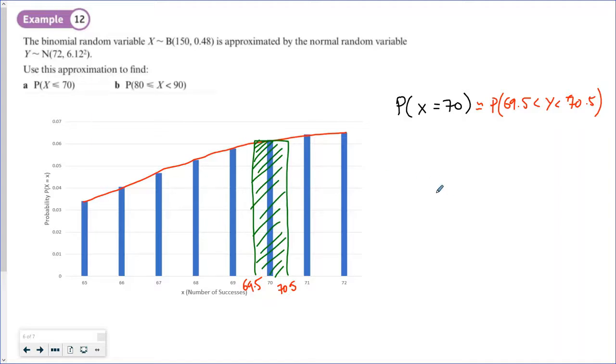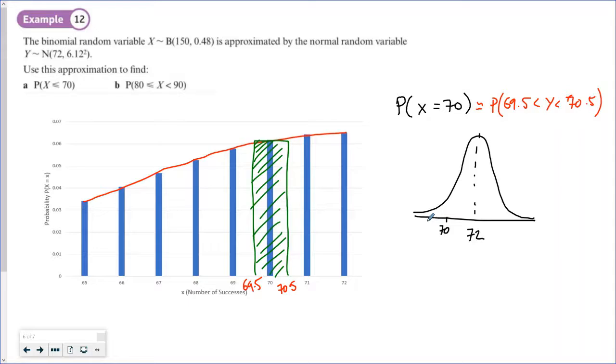Now, we don't really want to have to draw a bar chart like this each time. So instead, let's come up with a different way of showing this. What I actually do each time is draw a little sketch of the normal distribution, and I know that 72 is in the middle. Now I want to work out the probability of x being 70, so I'm going to put 70 on my diagram.